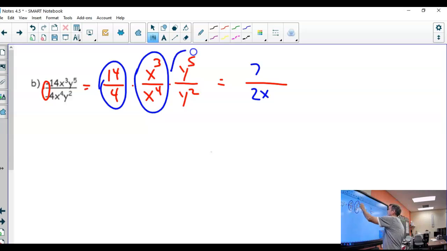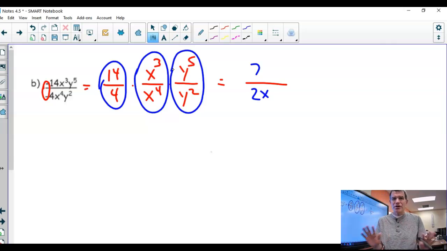And the Y's. Looks like I've got 5 of them on top and 2 of them on the bottom. So when I go to cross them out, I'm going to run out after 2 Y's. And there would still be 3 left over on top.